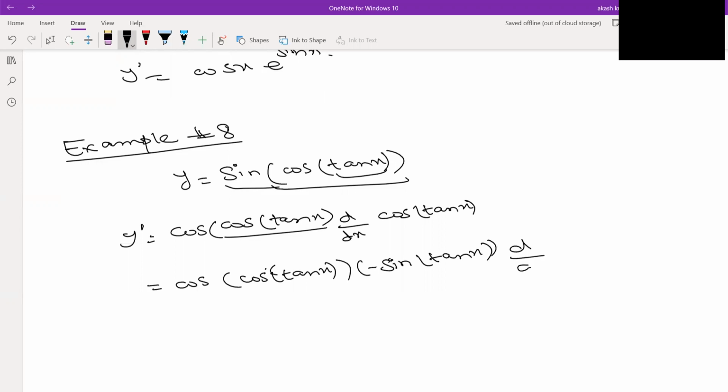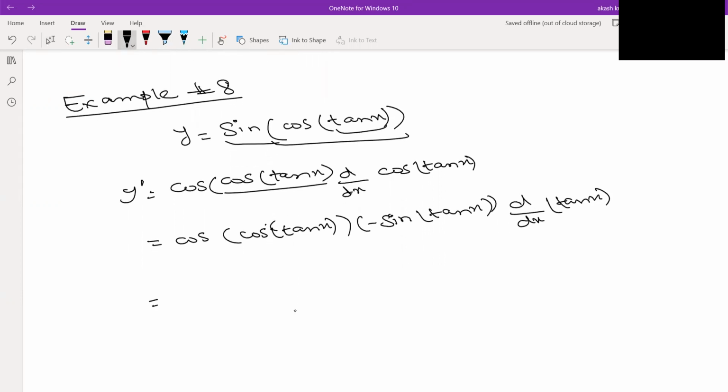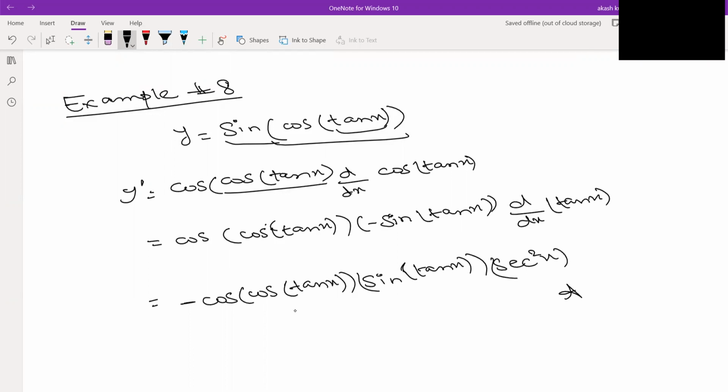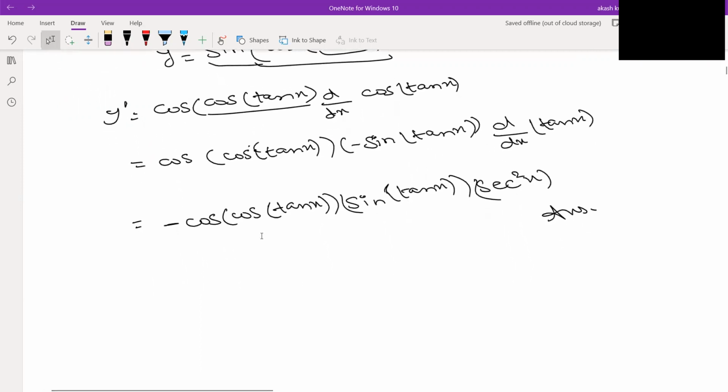Now again, the tan x is an inner function. The derivative of tan x is sec square x. So it will be cos of cos tan x, and we can take the minus sign outside because it's multiplying only. So minus sine tan x, and the derivative of tan x is sec square x. That's the answer. Can we simplify further? I don't think so. It's not further simplifiable.